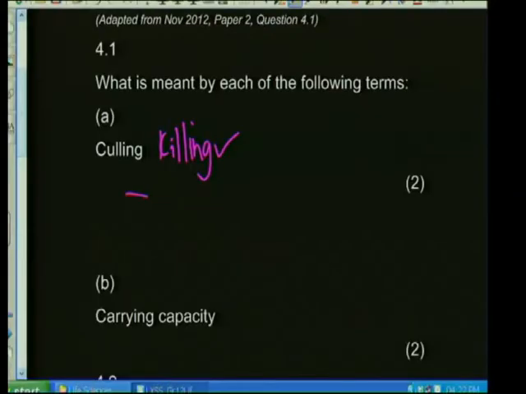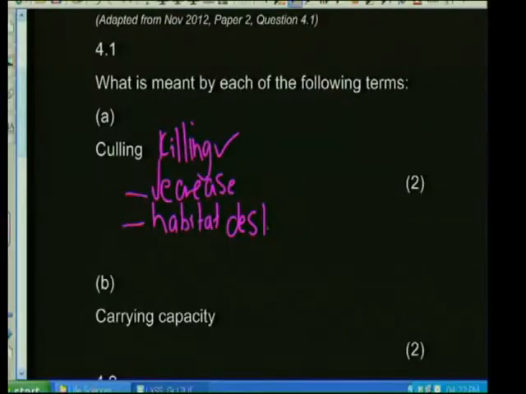One, to decrease the population. Another one, why do we need to decrease? Because of habitat destruction. They're destroying the environment, they're destroying the producers, so they're having a negative effect on the environment, and that is why they are culled. So habitat destruction. What else? What would be another reason why we would want to cull them? To decrease competition.